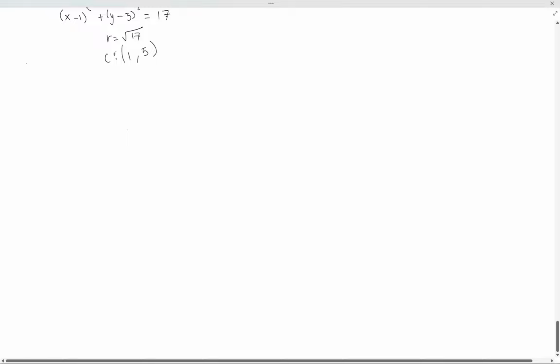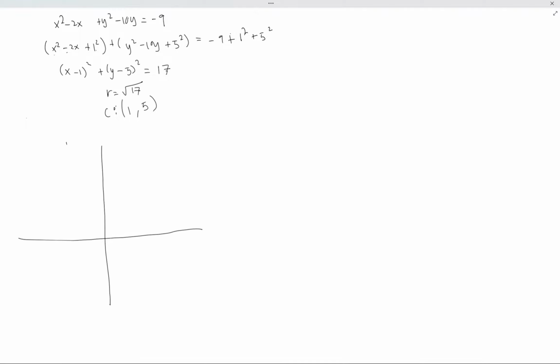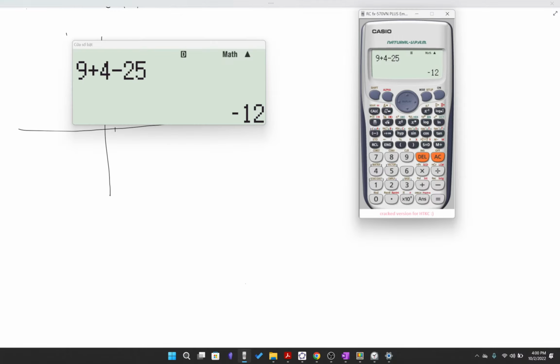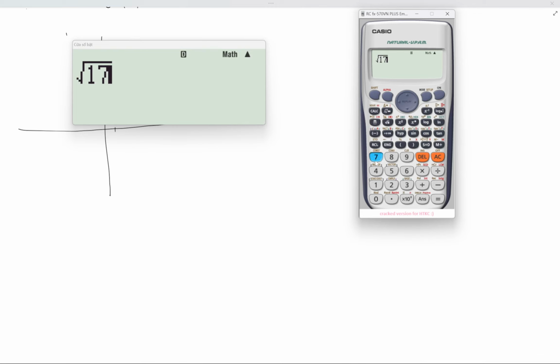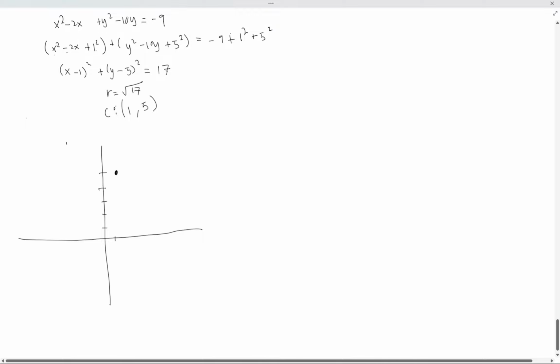Okay, let's graph our circle now. I'm hoping I can graph this well. So 1, 5. So let me graph here. 1, 1, 2, 3, 4, and 5. This is the center of our circle, and we have square root of 17 as our radius. I think it would be best if we figure out the actual value for square root of 17, so that we can have an approximate graph. That is around 4.123. So let's have just 4.1 instead.